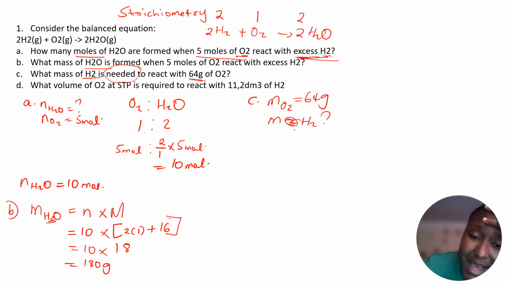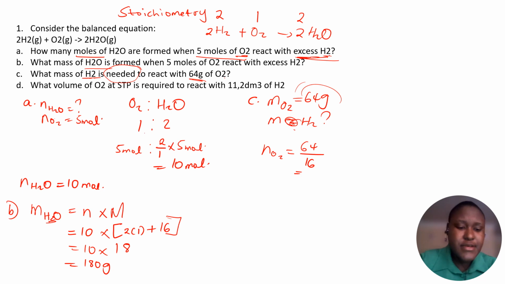So because you have the mass of oxygen, you are able to calculate the number of moles of oxygen, which is going to be 64 over 16. Let us look at that very quickly. 64 divided by 16 gives you 4, equals 4 moles, right? This is the number of moles of oxygen if you have 64 grams of oxygen.